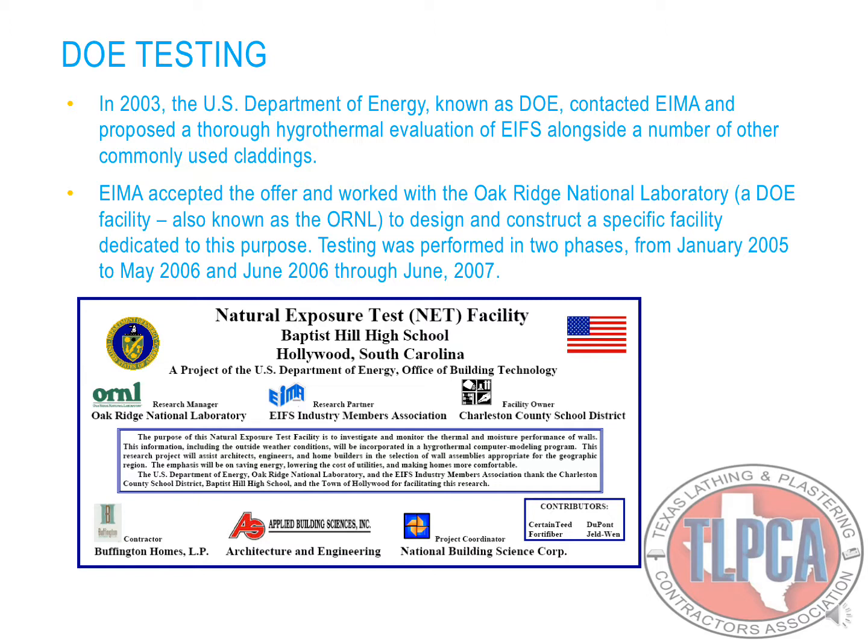Department of Energy testing. In 2003, the U.S. Department of Energy, known as DOE, contacted EMA and proposed a thorough hygrothermal evaluation of EIFS alongside a number of other commonly used claddings. EMA accepted the offer and worked with the Oak Ridge National Laboratory, a Department of Energy facility also known as the ORNL. The idea was to design and construct a specific facility dedicated to this purpose. Testing was performed in 2 phases from January 2005 to May 2006 and June 2006 through June 2007.